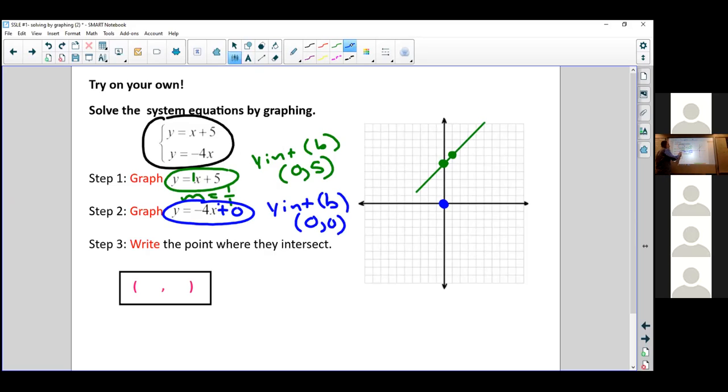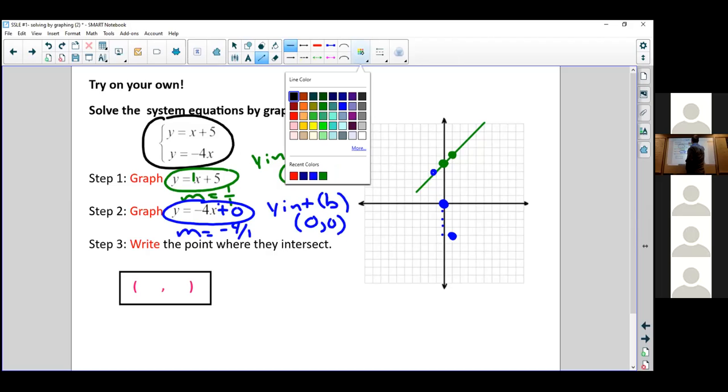Okay, and then I have a slope of -4. So that means -4 over 1 is my slope. Okay, -4 over 1 is my slope. So from here, I'm going to go down 4, right 1. Okay, and I could have went up 4, left 1, but you don't necessarily need 3 points. I just did it because it made it easier for me. Go ahead and graph this. I'll graph it as a blue line.